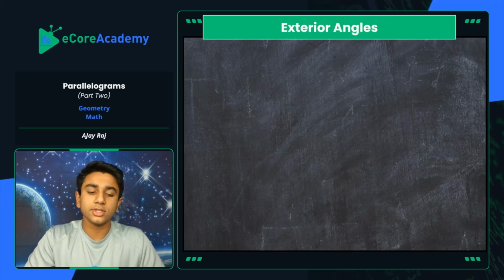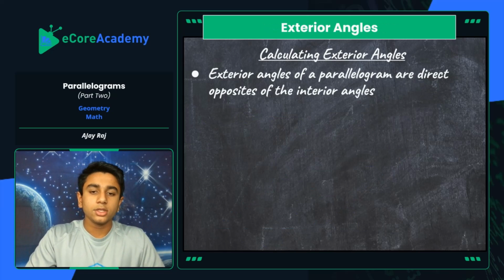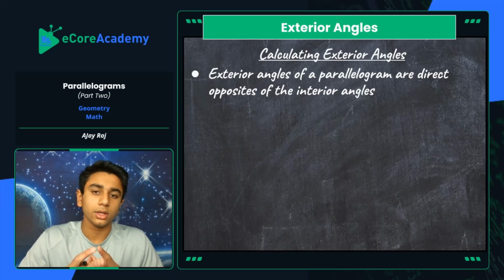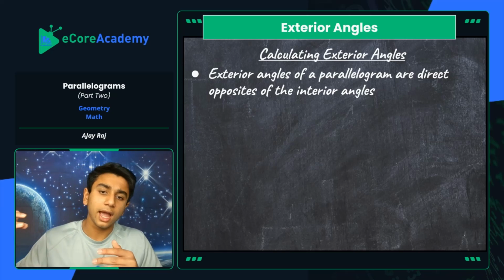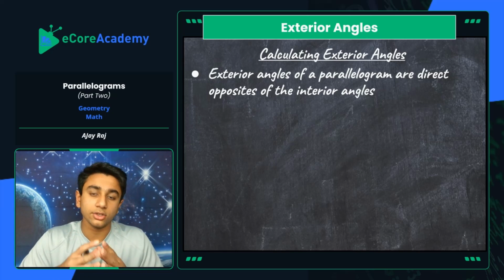This slide is all about exterior angles of parallelograms and how we're going to calculate them. Exterior angles of a parallelogram are direct opposites of the interior angles. One way that we can calculate it is, if we take a look at parallelograms, we know that if you have a straight angle, a straight line that goes across, a straight angle is equivalent to 180 degrees.